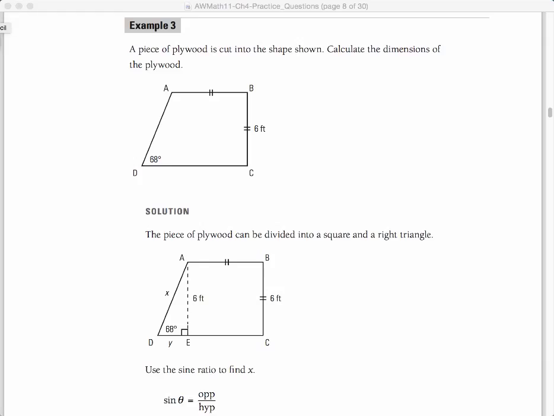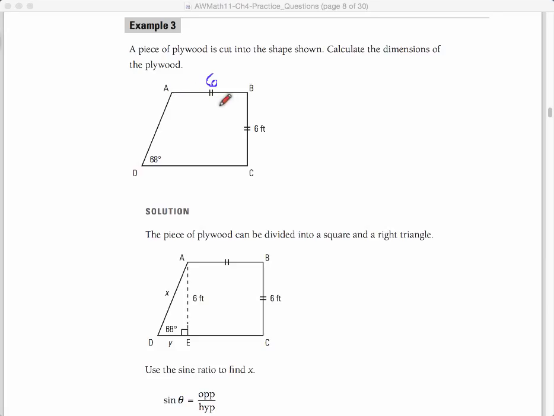Okay, so here we have it. Example 3. A piece of plywood is cut into the shape shown. Calculate the dimensions. Let's just see what's going on here. Okay, so we need to get a pen. Calculate the dimensions of the plywood. So we're given one side. We've also got this side because this double dash means it's indicating that both sides are equal. So this is also 6.